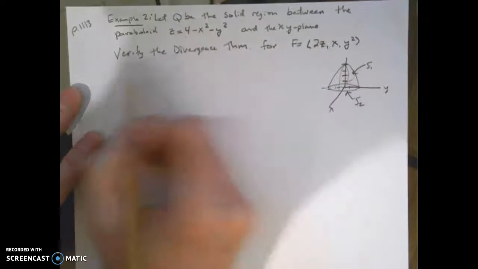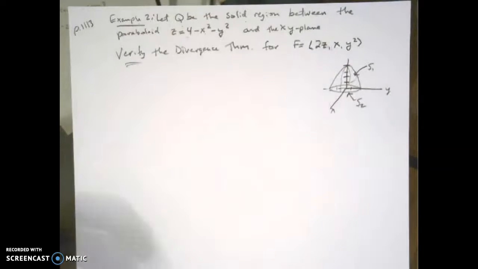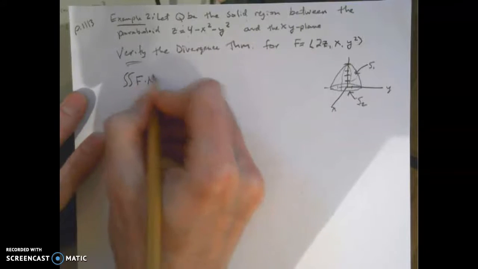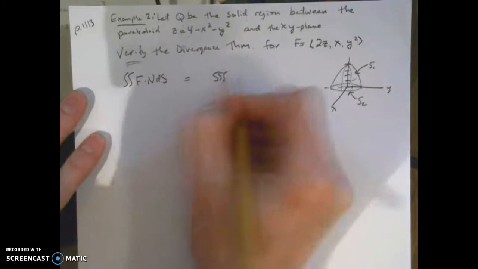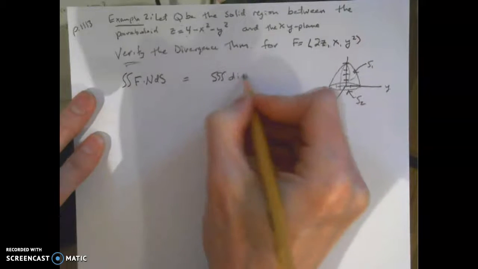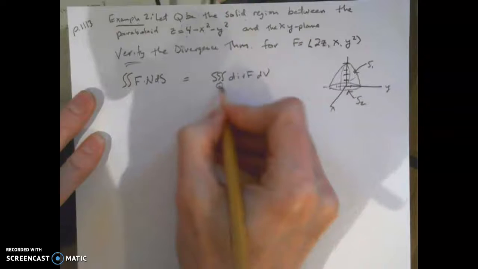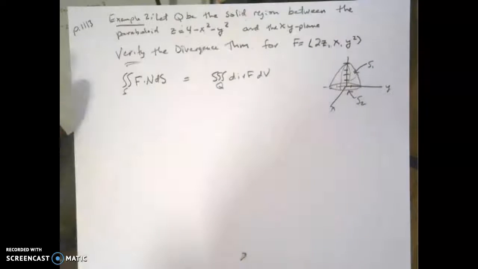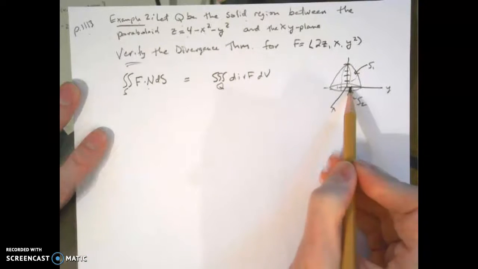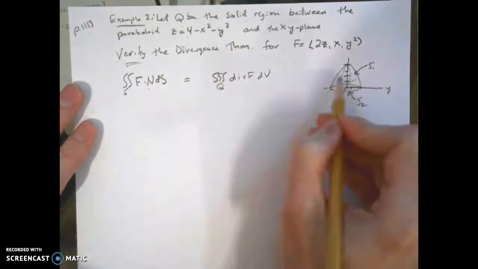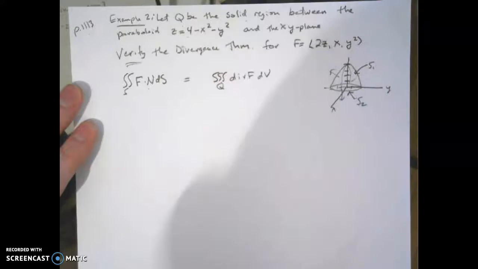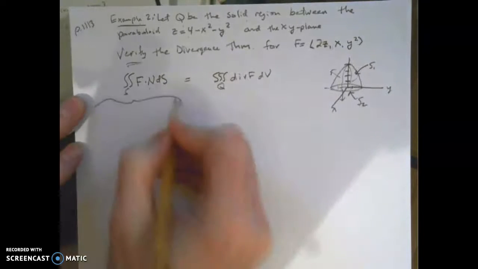Okay, so we have to verify the divergence theorem, which means we have to show that it actually works. The divergence theorem says the double integral of f dotted with n dS is equal to the triple integral of the divergence of f over the volume. And this is over that region Q, and this would be over the surface. Okay, so this is really the flux through the surface. When it's a closed surface, the flux through the surface is your outward flux. So up top, it's going to be pointing upwards, and this disk on the bottom, it's going to be pointing down, the normal.